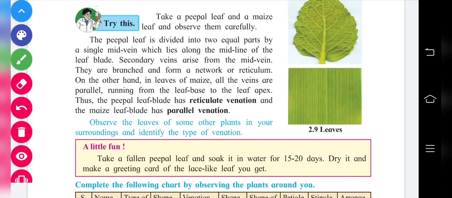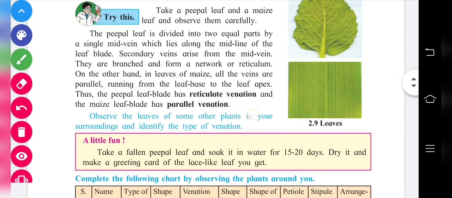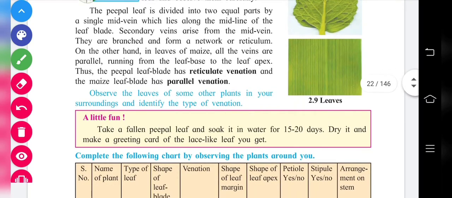So there are two types of venation, reticulate and parallel venation. What venation is will be studied later in higher standards, but observe that two types of venation will be there, meaning two types of arrangement of veins.